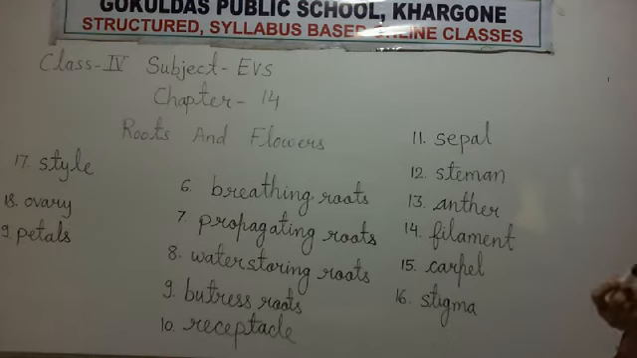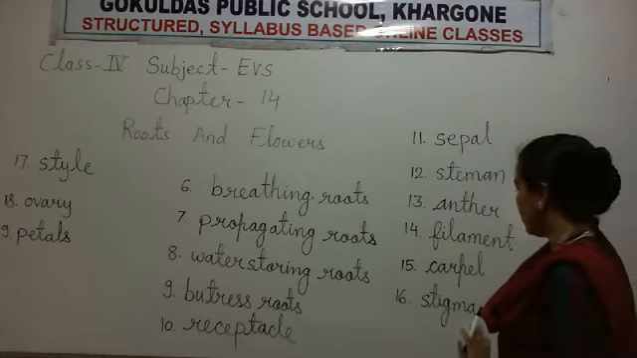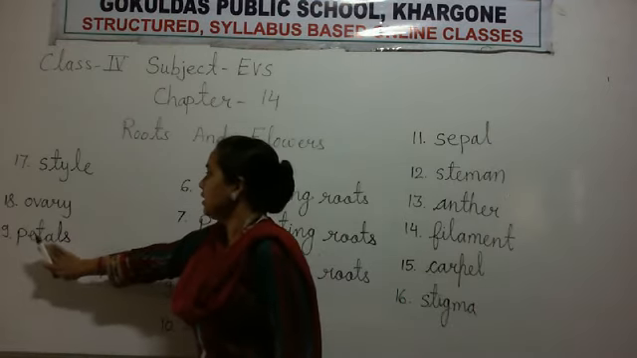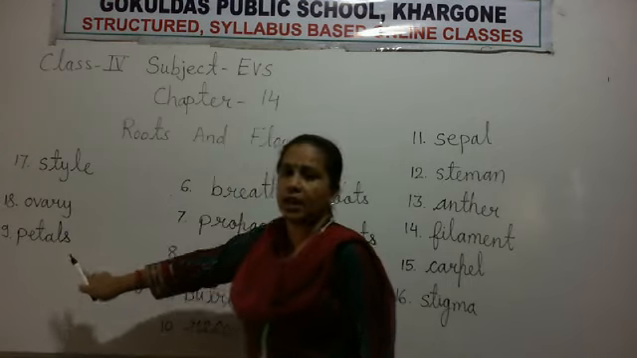Clear? Style, this is the part of a carpel and this is a tube-like structure. Clear? And stigma is basically found on the upper side of the carpel. Clear? So these three parts make a carpel. Petals, number 19, P-E-T-A-L-S, petals.